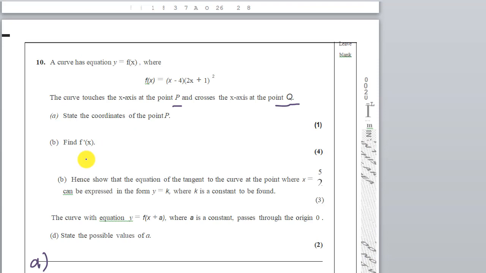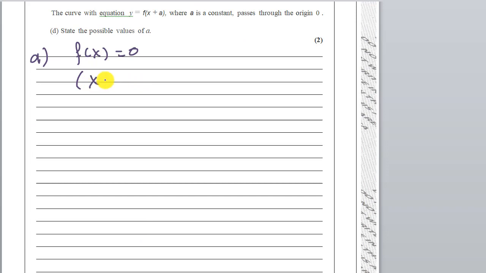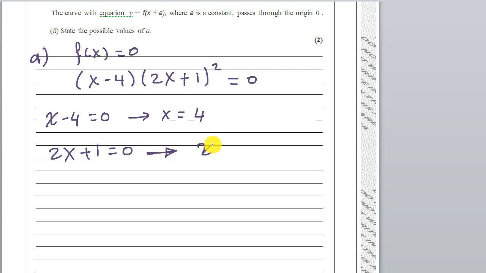now we have the equation f of x. Touching the x-axis means y equal to 0, and crossing the x-axis means y equal to 0. So f of x equal to 0. So we have x minus 4 multiplied by 2x plus 1 squared equal to 0. So x minus 4 equal to 0 and x equal to 4, and then 2x plus 1 equal to 0. So from here x equal to minus half.